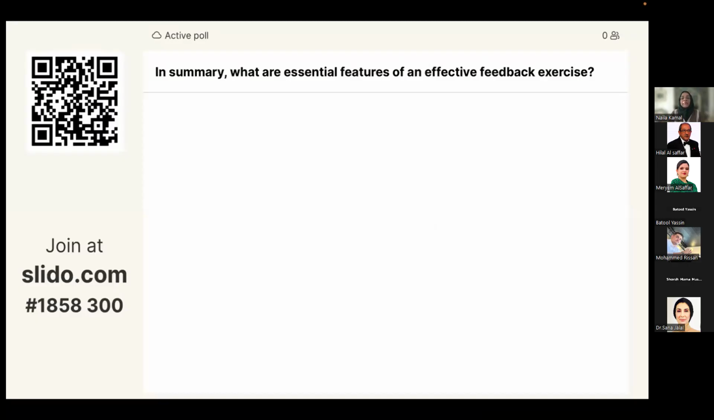Now we have a few interactive slides. So I want to know what you have absorbed so far in what I've just gone through. It has been a very one-way process. So now is your opportunity. The floor is yours. What are the essential features of an effective feedback exercise? What can you remember from the last 20 minutes?